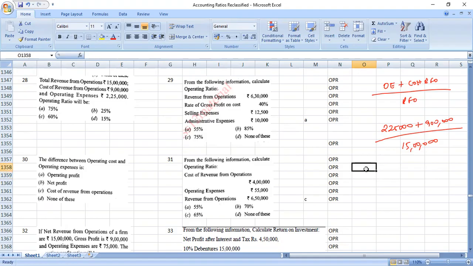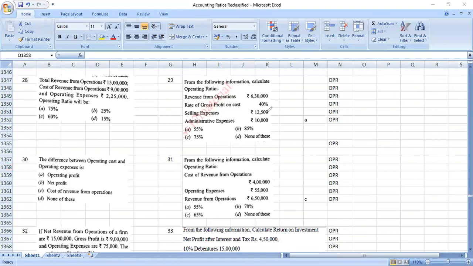Question 29: from the following information, calculate the operating ratio. Revenue from operation, rate of gross profit on cost, selling price, administrative expenses. So these are operating expenses. They've not given the cost of revenue from operation. This is the gross profit ratio. 60% of revenue from operation is simple. The rate of gross profit is given on cost.